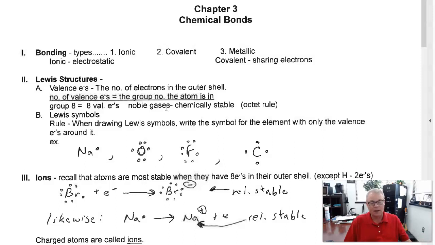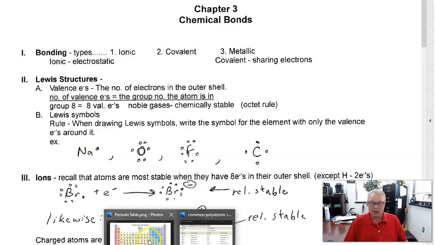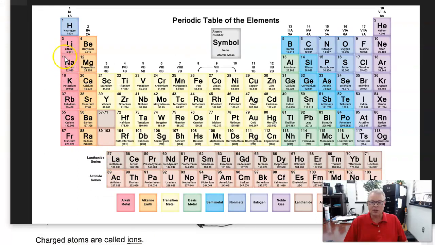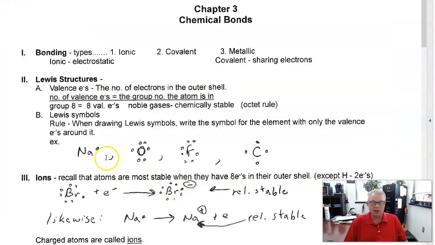All right. Well, sometimes it's useful to be able to draw a Lewis symbol or a Lewis dot symbol. Okay, so how do you do that? Well, it's pretty simple. You write the symbol for the element, and then you just put the valence electrons around it. So, for example, if I wanted to do it for sodium, I'd say, okay, sodium. Where's sodium in the periodic table? It's in group 1. So it's got 1 valence electron. So I'm just going to put 1 dot.